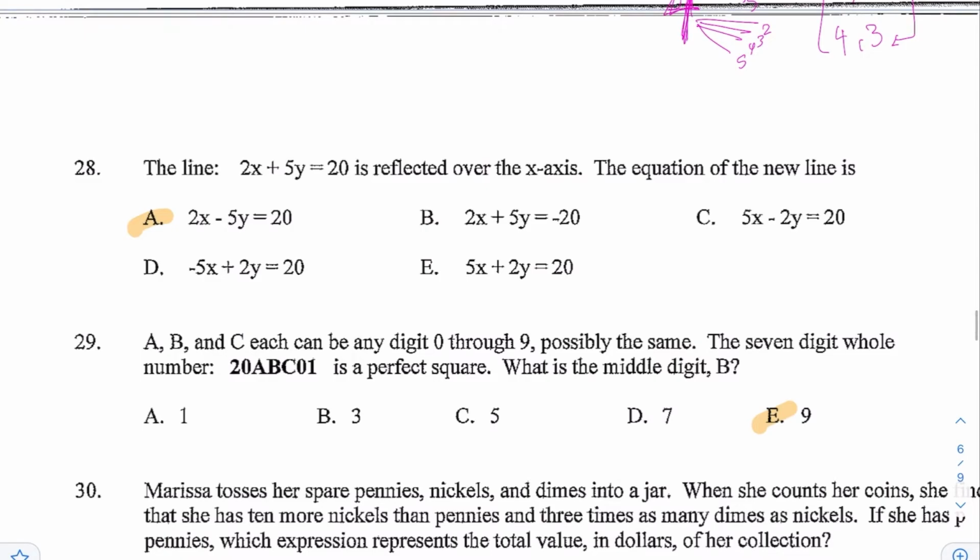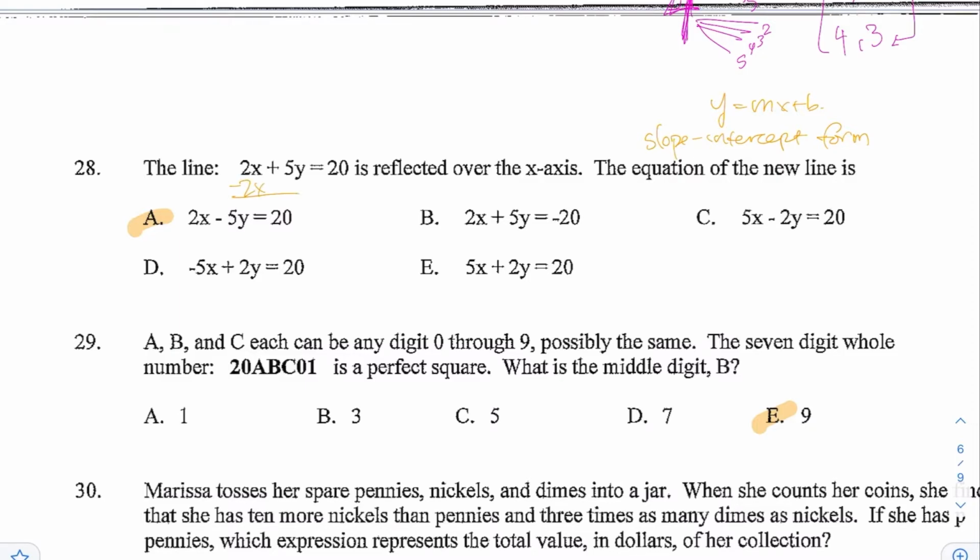Next, for number 28, the line 2x plus 5y is equal to 20 is reflected over the x-axis. What is the equation of the new line? When you have an equation of a line, you really want to get this into slope-intercept form. Right now it's in standard form, and you want to make it into slope-intercept form, which is y equals mx plus b. So how do you get y by itself?